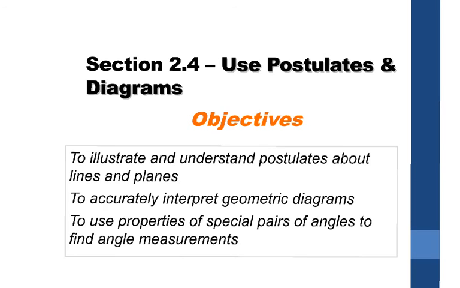That is very important in what we're about to get into, which are called proofs. And to accurately interpret the diagram that you're given is going to help you a lot whenever we get into proofs. And then this third objective that you see here, to use properties of special pairs of angles to find angle measurements, we're going to actually see in the classwork that we do, not necessarily in this show that I have for you today.